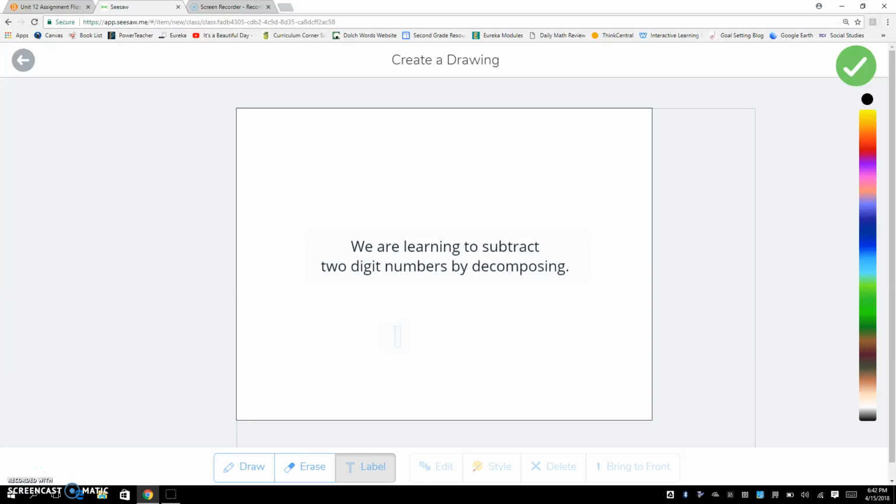Before we start, make sure you have a piece of paper and a pencil. This will be different than what we have been doing in class because this time we will need to decompose the tens to get more ones in the problem. Let's review some vocabulary before we get started.